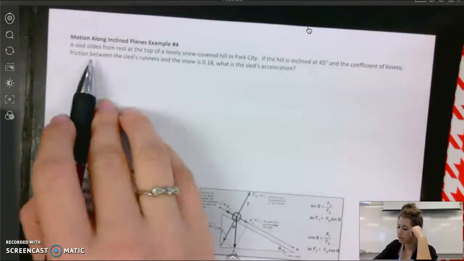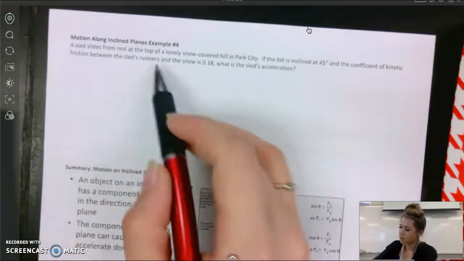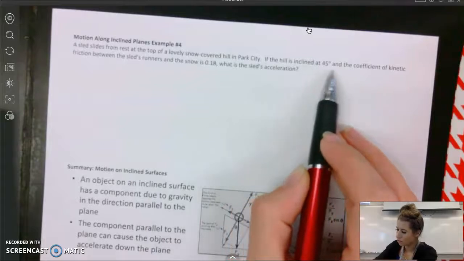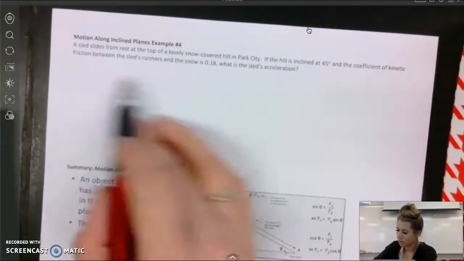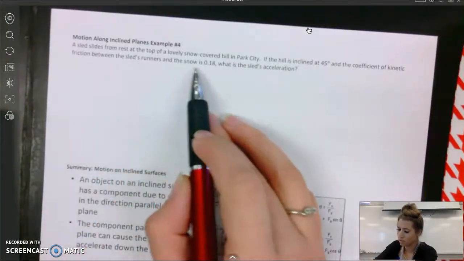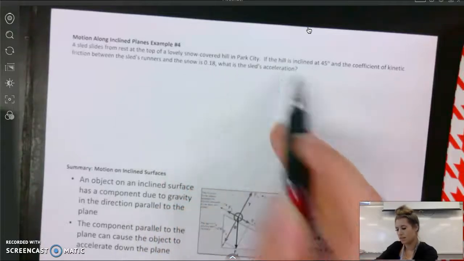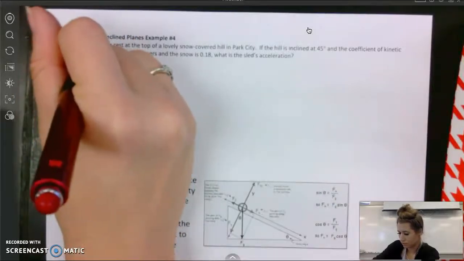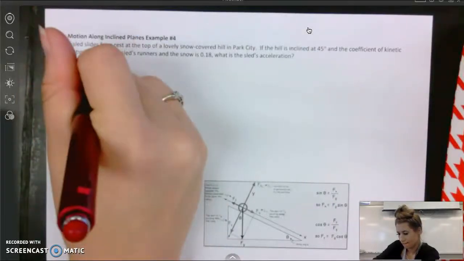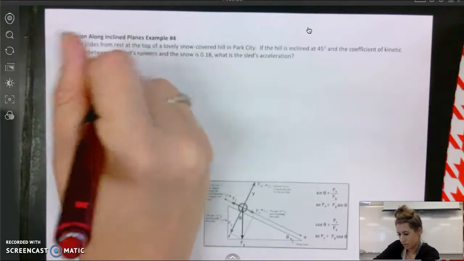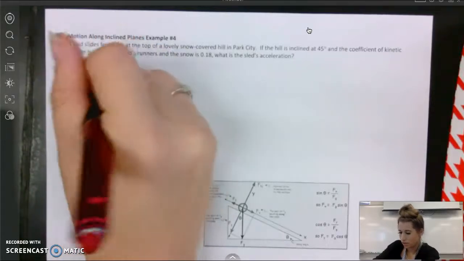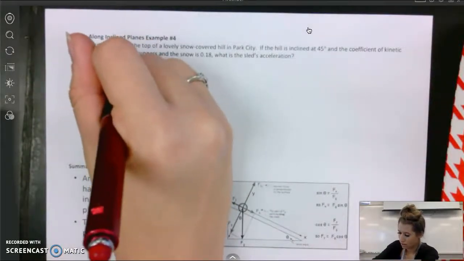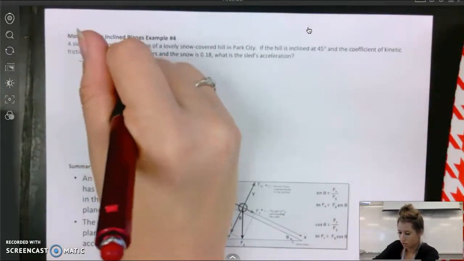So, a sled slides from rest at the top of a lovely snow-covered hill in Park City. If the hill is inclined at 45 degrees, and the coefficient of kinetic friction between the sled's runners and the snow is 0.18, what is the sled's acceleration? Okay, so let's draw a picture of what's happening here. So here's our incline, 45 degrees. We have our sled, that's going down the slope.